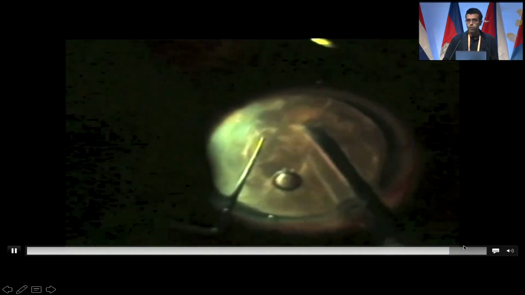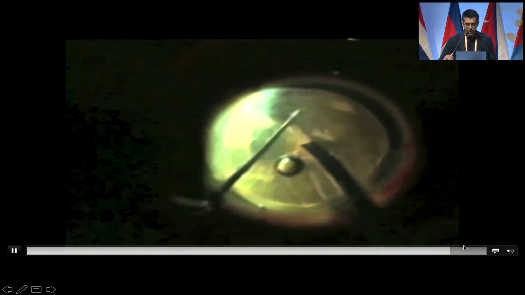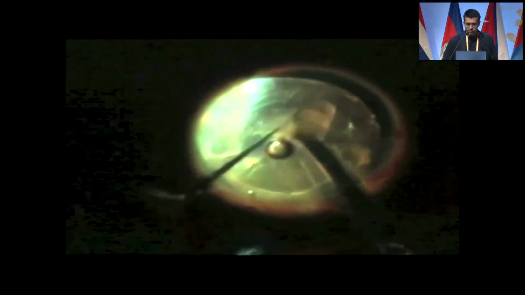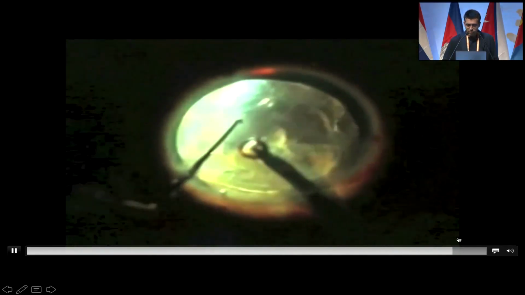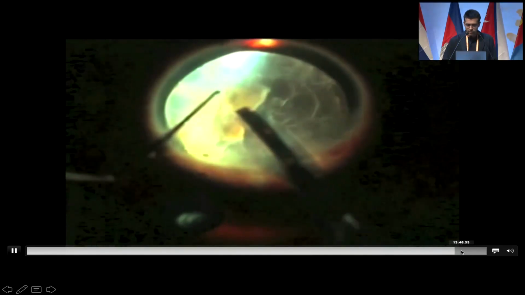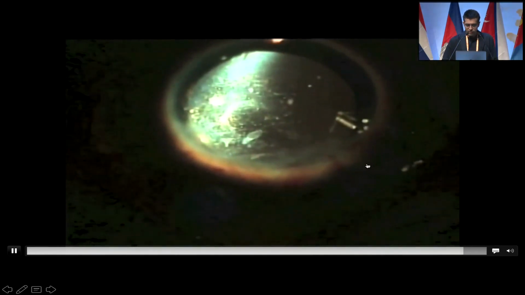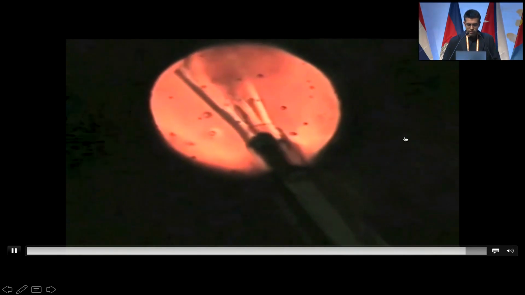Similarly, it also gives us very good depth perception. We can do a nucleotomy and fragmentation of the nucleus. Also, doing the irrigation aspiration is not a very difficult task. This is how the cornea is. We put in a lens under chandelier retroillumination. We put a lens inside the bag.